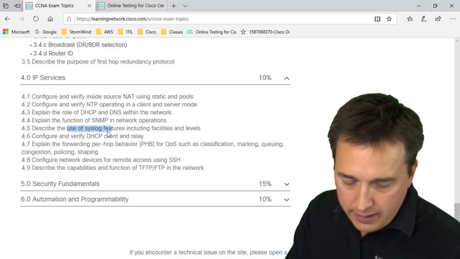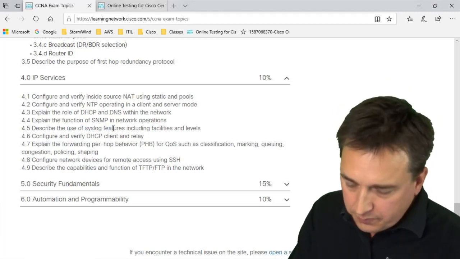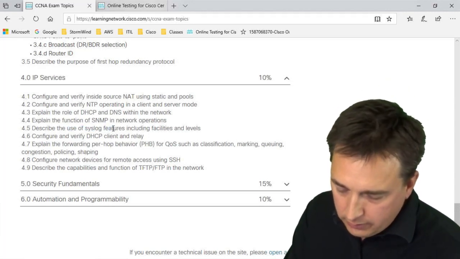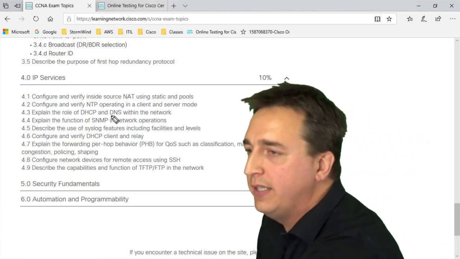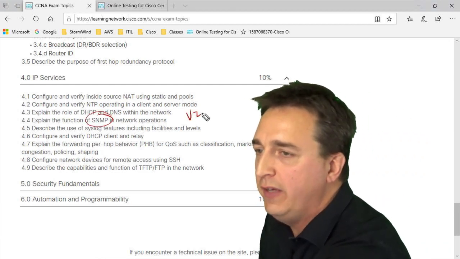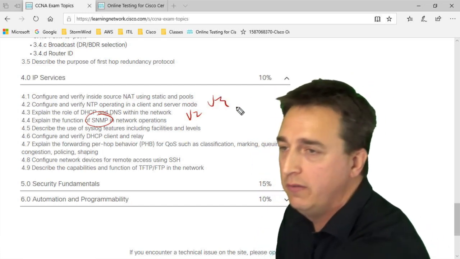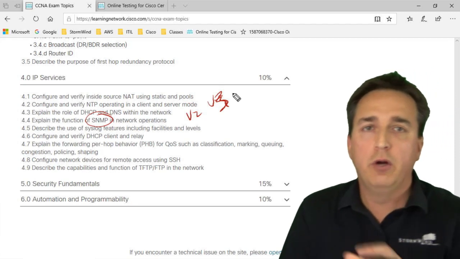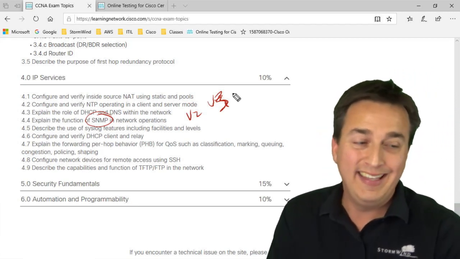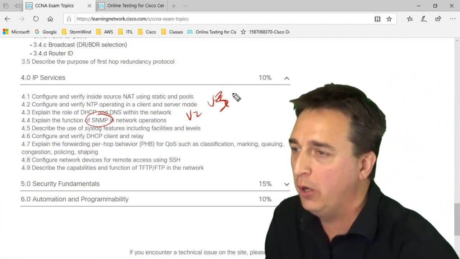So back over here now at the exam objectives, we want to focus, for SNMP, let's make sure we're doing both V2 and V3. Both V2 and V3. You never know when you are going to be tested on one or the other. So be prepared for both of those.